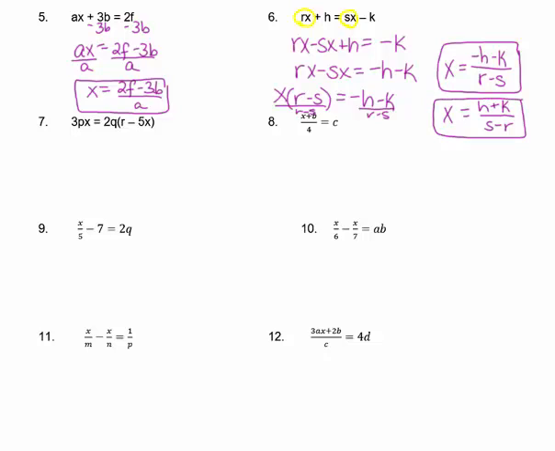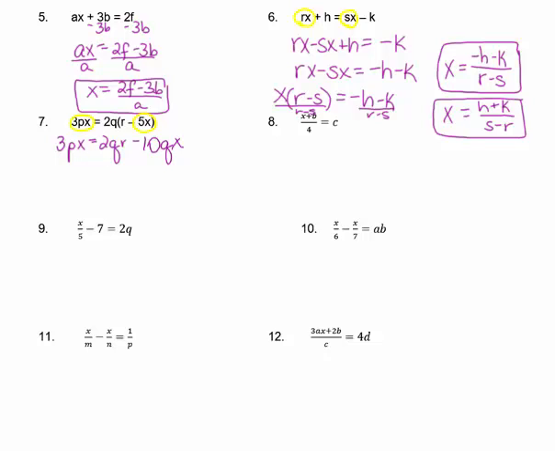Again, I have to solve for x, and x is on both sides of my equal sign. So I'm going to need to get x's on the same side. In order to do that, the first thing I want to do is distribute to remove the parentheses. So 3px equals 2qr minus 10qx.